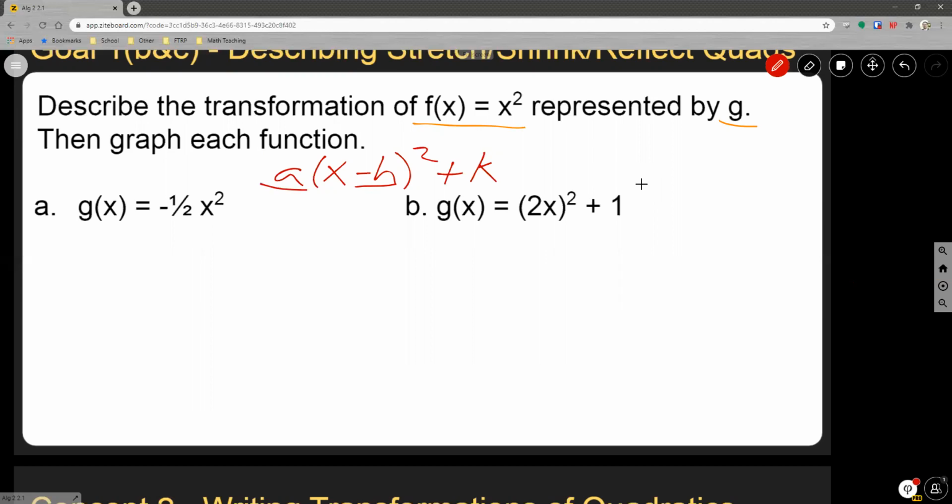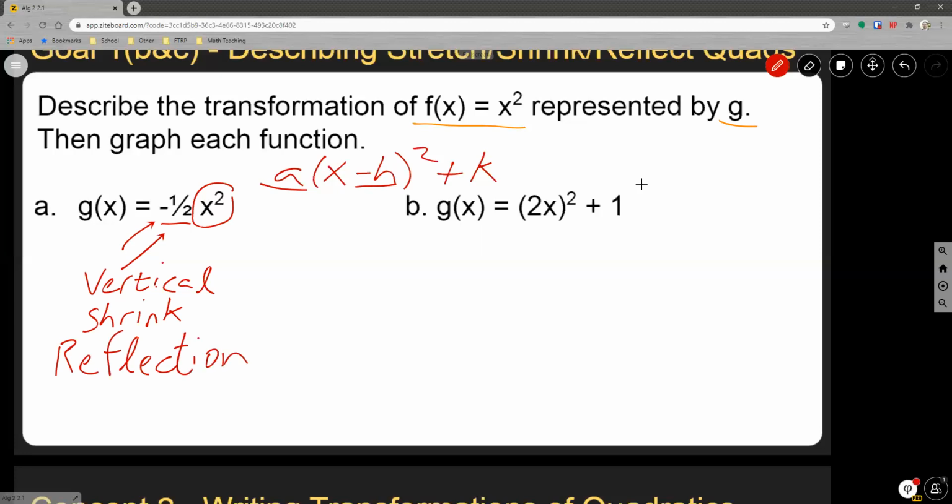In this first one, I've got -1/2 times x squared. So that -1/2 is being applied to the entire function. So I can say that this is going to be a vertical multiplication of some sort. And since I have a value that's between 0 and 1, that means I've got a vertical shrink. But not only is it a shrink, I also have a negative sign. So I have an a value that's both negative and a small value. So I have a negative sign, which means I also have a reflection.